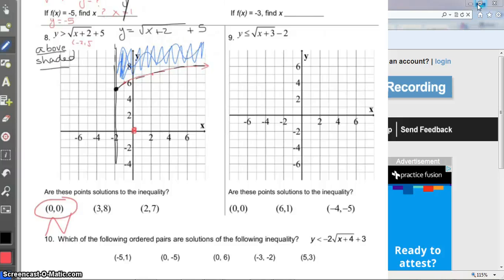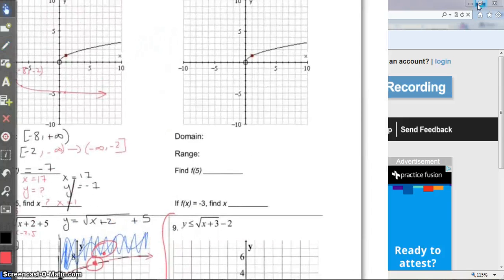3, 8, where's 3, 8? It's going to be somewhere over here. So yes, it is part of the shaded region. 2, 7, as you can see, is a point on the graph. Since the line is dashed, any point on the graph is not included, so no, it's not included. Now don't forget to do number 9 with it. So this is going to be your homework, number 7 and 9.